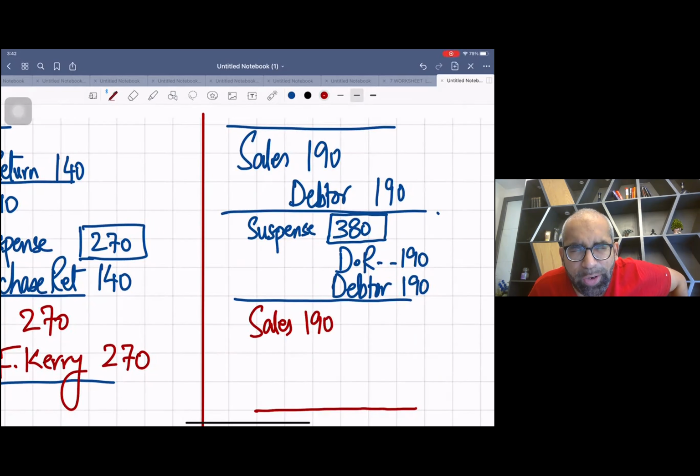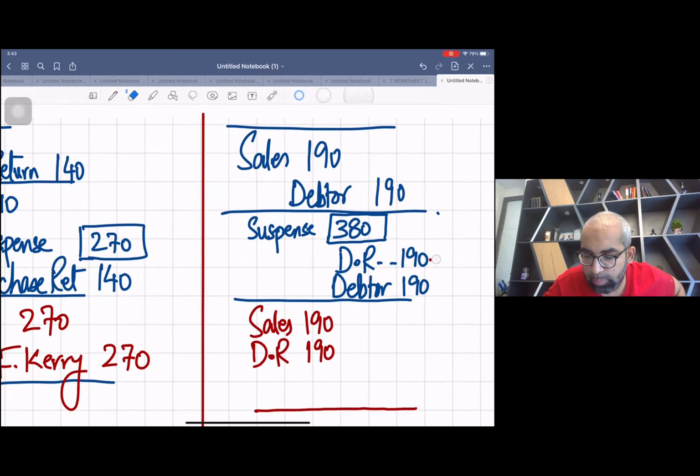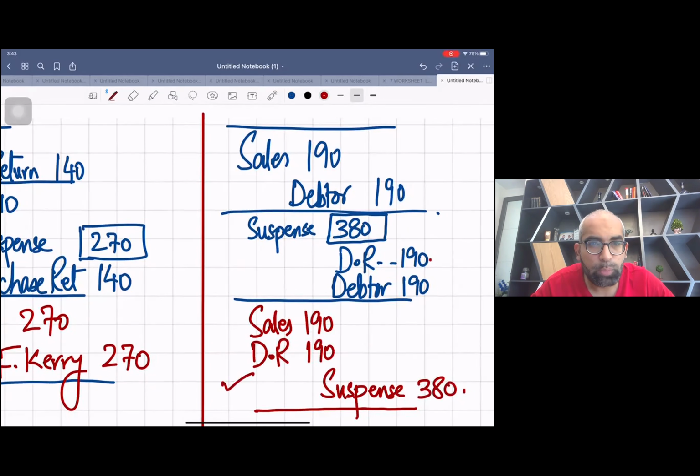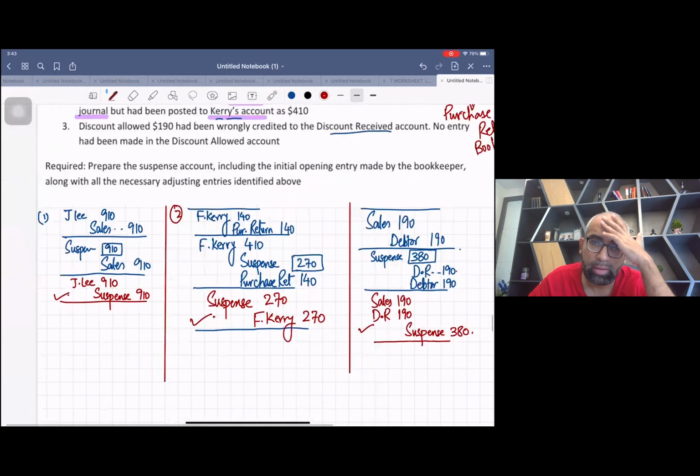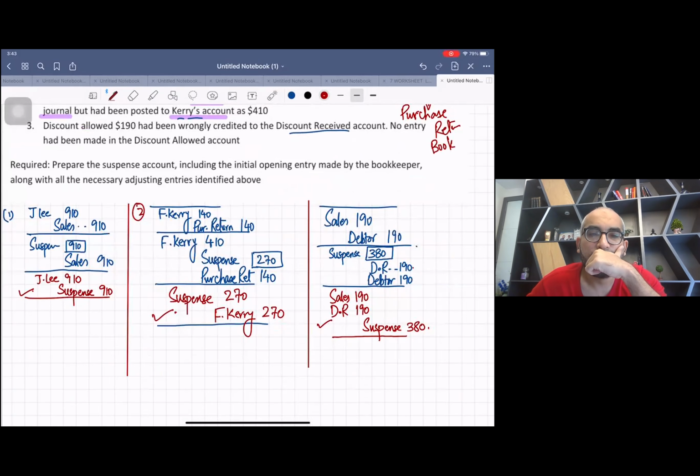Number two, we should not have done anything to discount received, but yes, we did credit discount received by one time. We mistakenly credited discount received one time. So let's correct this error also. Discount received debit. And obviously now, as our objective is to close suspense account, so we'll credit suspense. So this is how we'll move. Are all three errors done? All three errors done. Let's post it and calculate the opening balance.